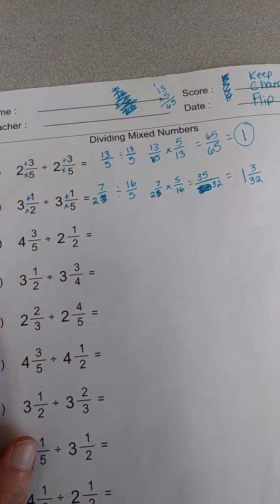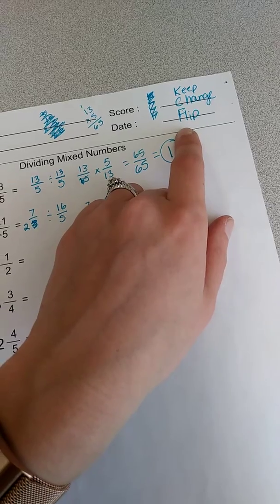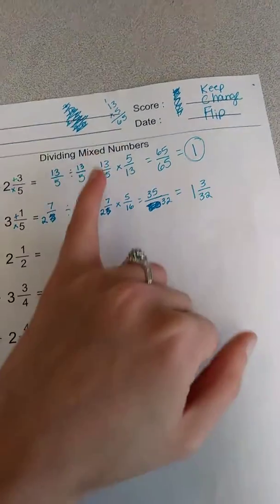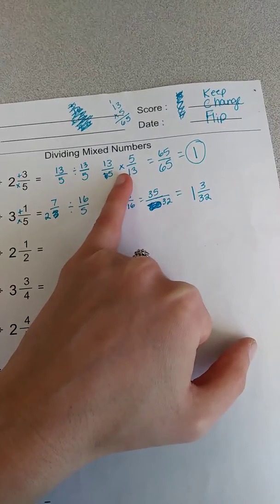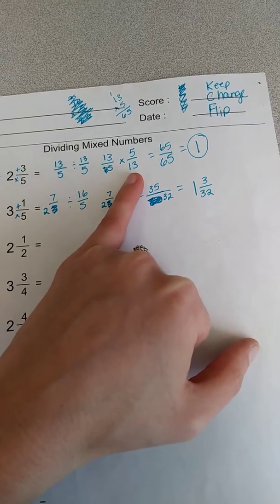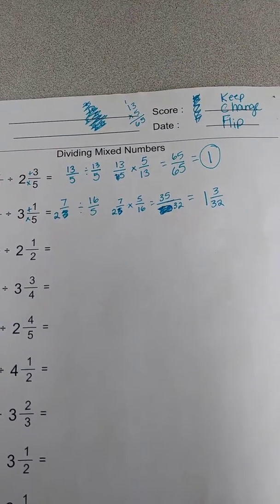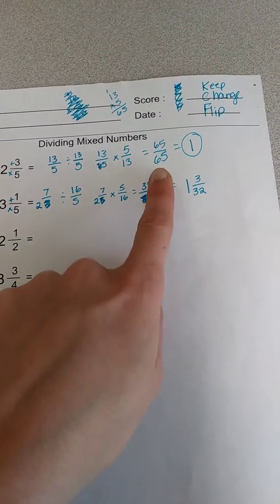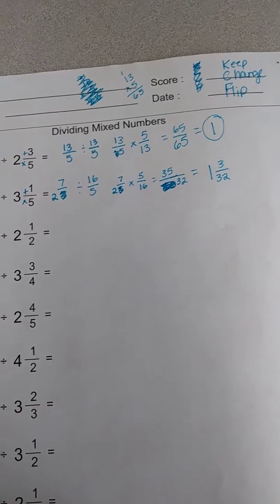When we divide fractions, we have to keep this acronym in mind: Keep, change, flip, KCF. I'm going to keep my first fraction the same. I'm going to change my operation from division to multiplication, and I'm going to flip my second fraction over. Basically, I'm multiplying by my reciprocal. In this case, 13 times 5 is 65 over 65, which is the same thing as 1 whole.